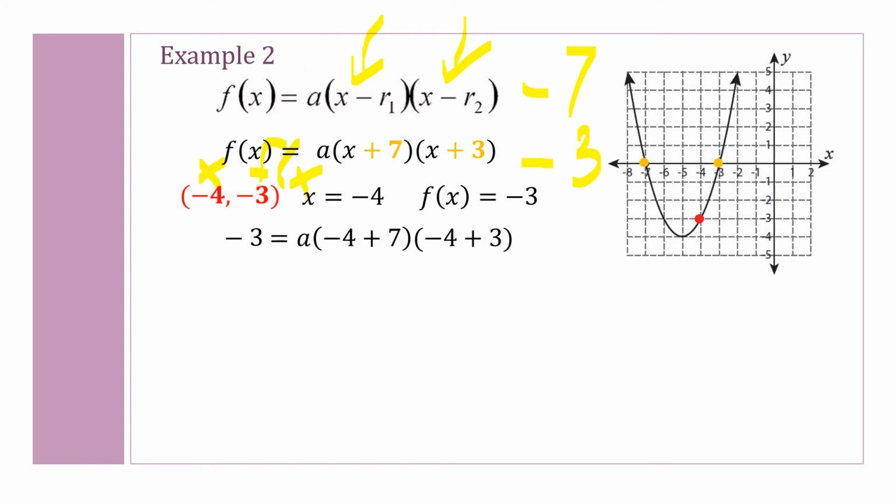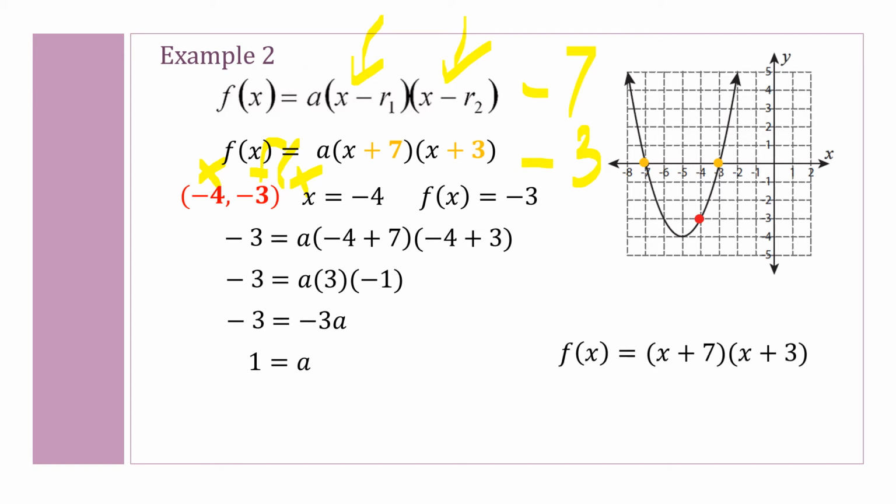So now once you replace them, our form is now -3 equals a times the quantity of -4 plus 7 times the quantity of -4 plus 3. Now we need to simplify what's inside of the parentheses. -4 plus 7 is 3, and -4 plus 3 is -1. So now we want to multiply 3 times -1, which is -3. -3 equals a times -3. To undo multiplying by -3, we divide both sides by -3. So 1 equals a, or a is equal to 1. So now we're going to replace 1 where you see a in the form, and we end up with f of x equals the quantity of x plus 7 times the quantity of x plus 3.